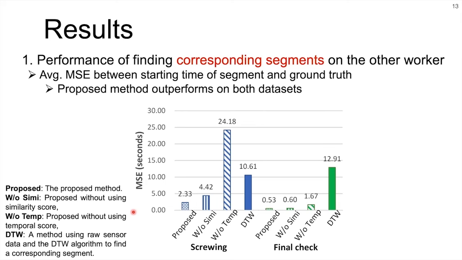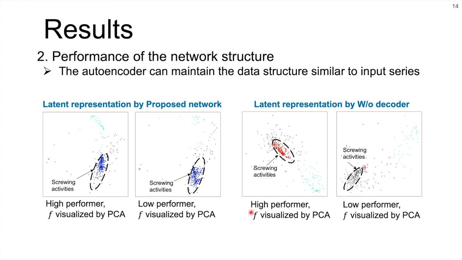To test the performance of finding the corresponding segments on the other worker, I calculate the mean square error of the corresponding segment to the ground truth. The proposed method has the lowest MSE on both datasets. And this experiment explains that the autoencoder can maintain the data structure similar to the input series.